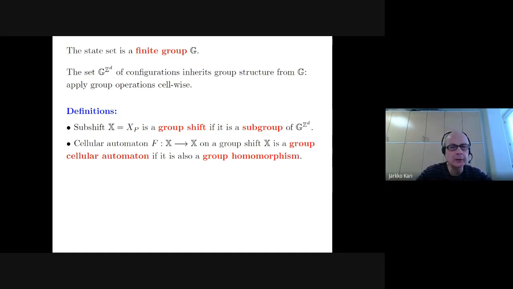And we say that the cellular automaton, either on this whole configuration space or some group shift inside it, is a group cellular automaton if it is a homomorphism. In other words, the image of a product of two configurations under the cellular automaton is the same as the product of the images. Okay, so this is my definition of a group cellular automaton.